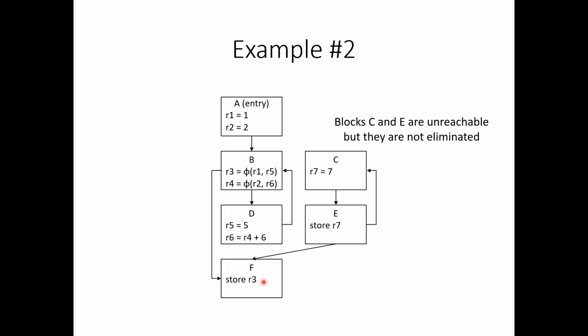Maybe R4, because R4 is never used in R3. So let's look at R4. Here R4 uses R2 and R6, right? And then here I do R6 equals R4 plus R6, and then here I have R4 and R6. Over here I have R2. So here R4 uses R2 and R6, and R6 uses R4, right? And then R4 uses R6. But do R2, R4, and R6 affect the result of the program?